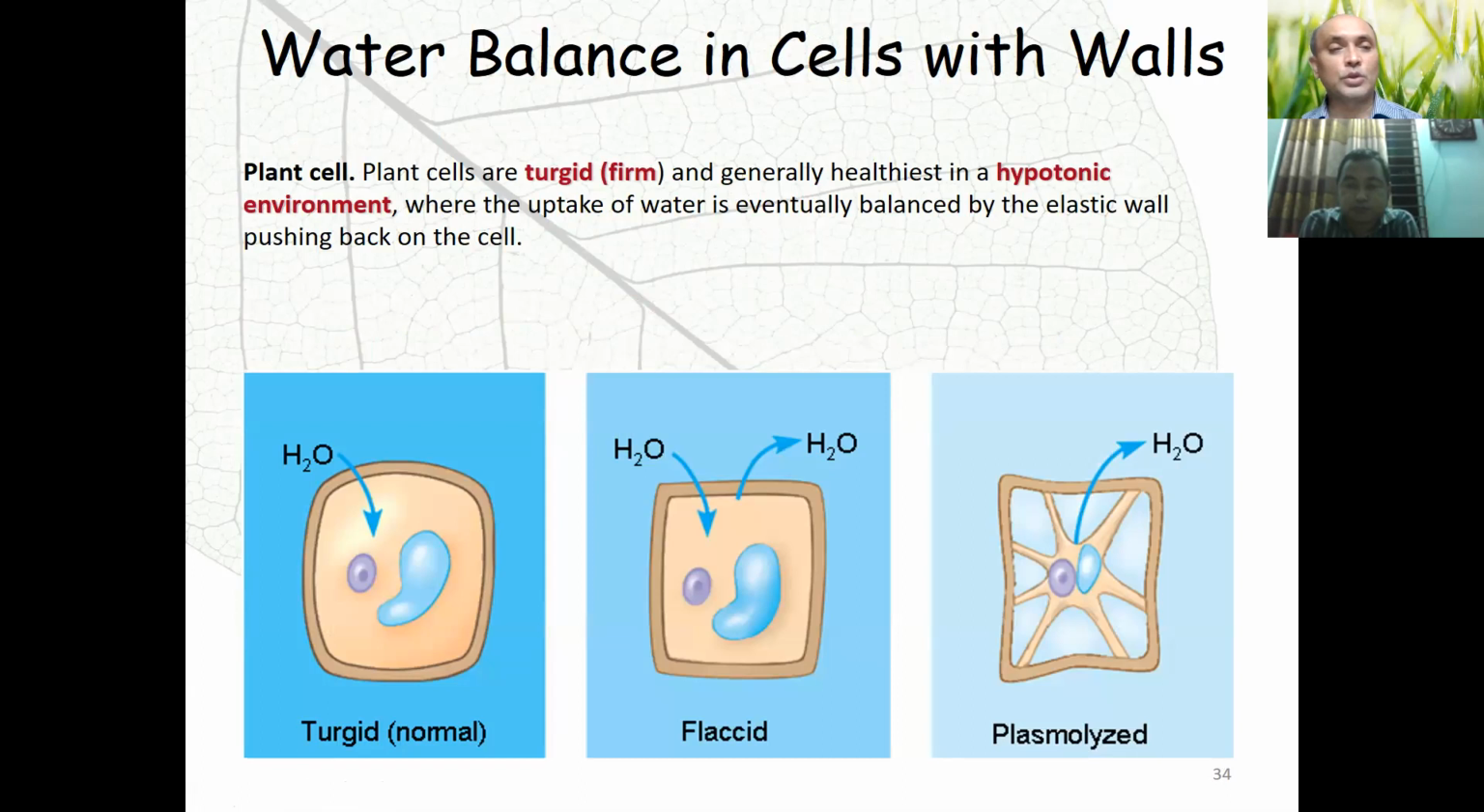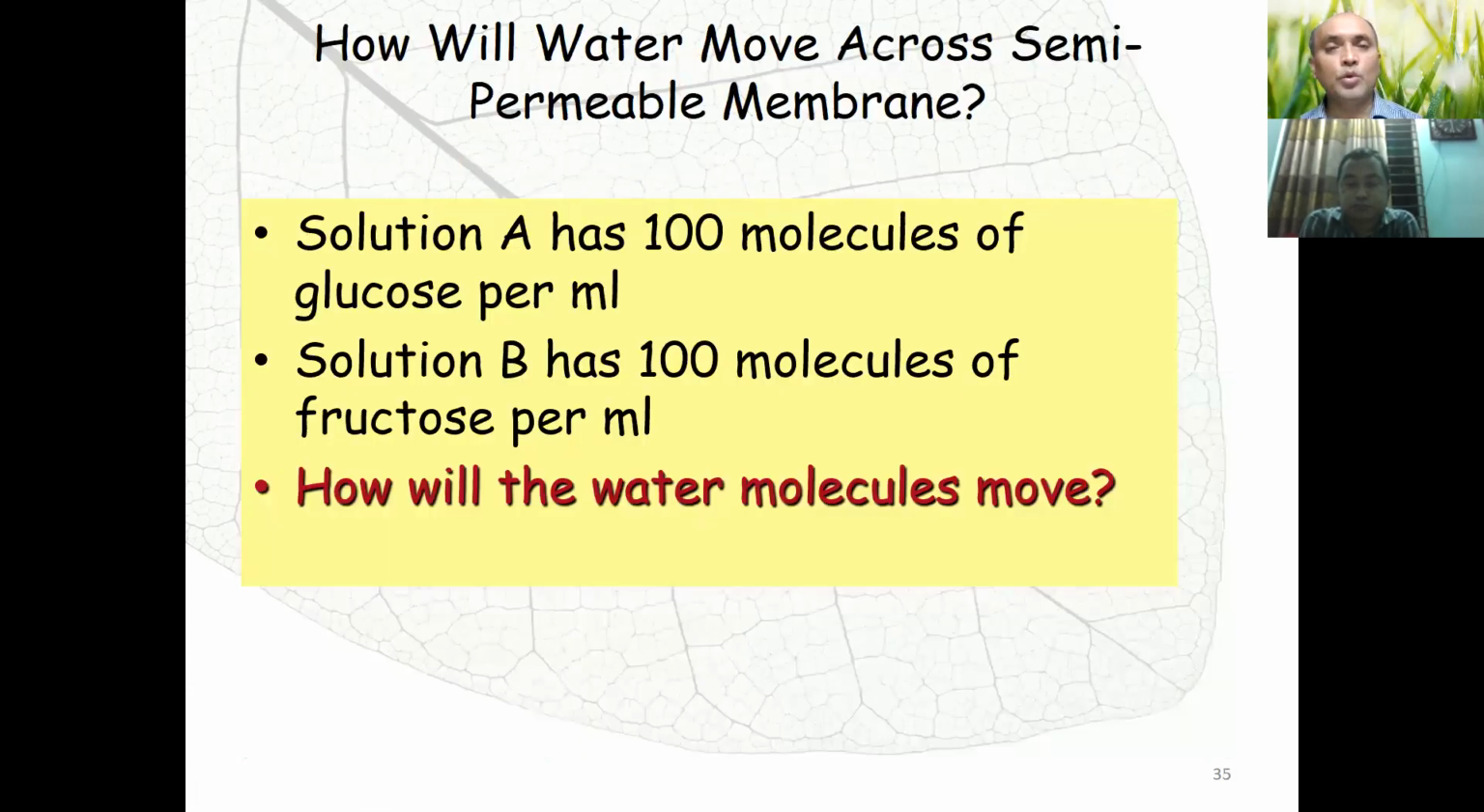Plant cells with walls are turgid, firm, and generally healthiest in a hypotonic environment, where the uptake of water is eventually balanced by the elastic wall pushing back on the cell. Here you can see the turgid, normal one, and flaccid, where there is some water in and out. In the case of plasmolyzed, water is going out only. So how will water move across a semi-permeable membrane is the question.